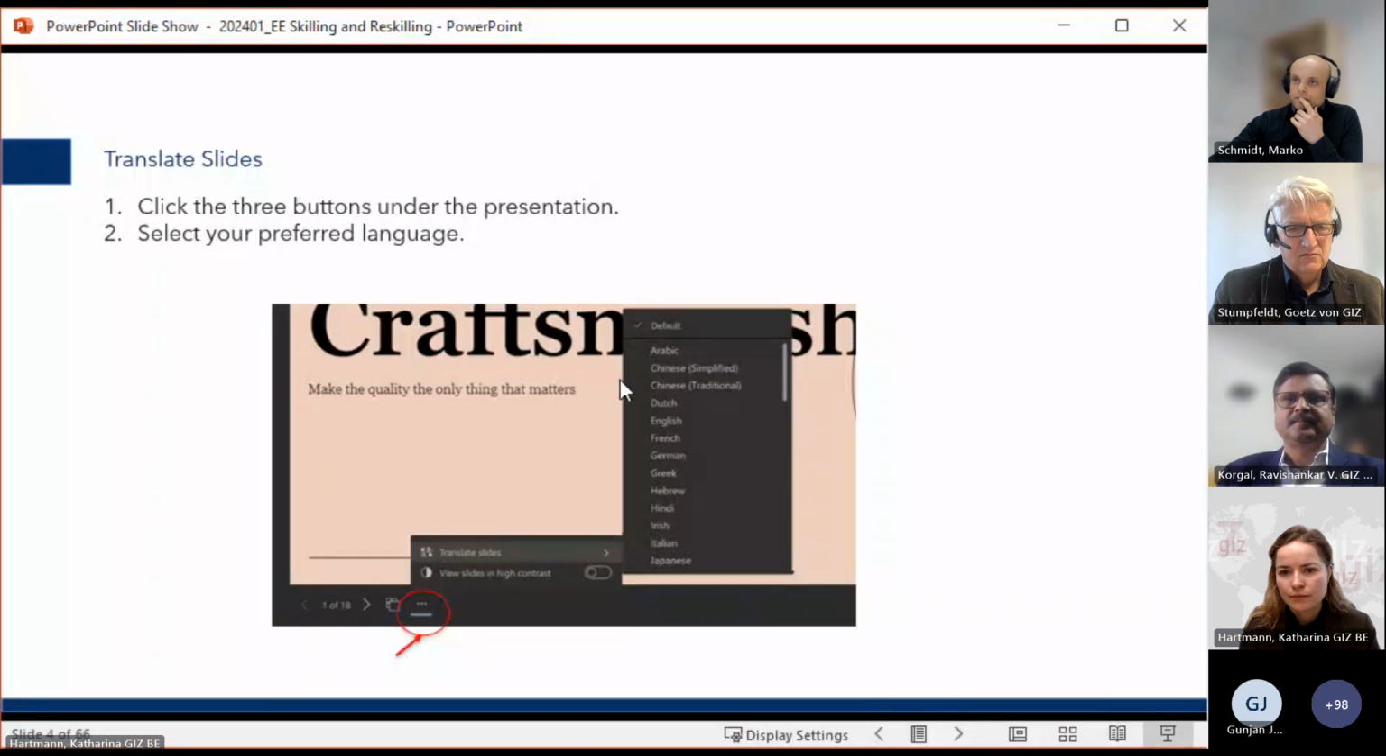This is how you can translate the slides as well. At the bottom, you see the 3 dots again. You can click translate slides, and then here are usually the languages that you can translate the slides into. Hope that works for everyone. I don't see anybody in the chat who has problems. If there is anybody, please let us know, and we're going to try to help you individually.